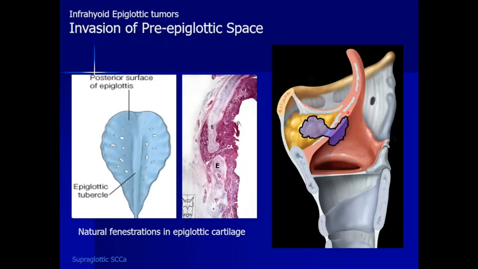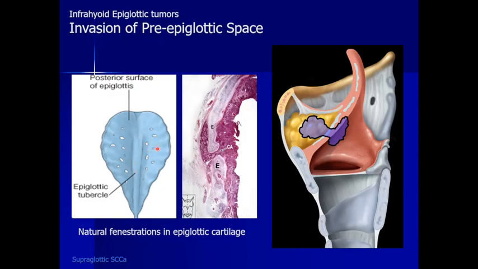Now, I just talked about tumors along the suprahyoid portion of the epiglottis, but now we're going to talk about tumors along the infrahyoid portion of the epiglottis, and they behave differently. And why is that? Well, that's because of the shape and just the anatomy of the epiglottis. More inferiorly, you can see it's more narrow, so tumor can go through more easily.